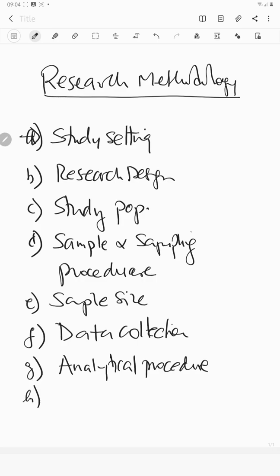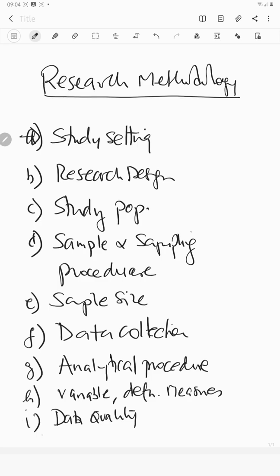And then after that, we can explain, as a section which is always important, variable definitions and measures. Variable definition and measures. And then sometimes we can explain the issues of data quality. And finally, we talk of issues of ethical consideration. So these are some of the core important points that we normally must master as we are doing it.